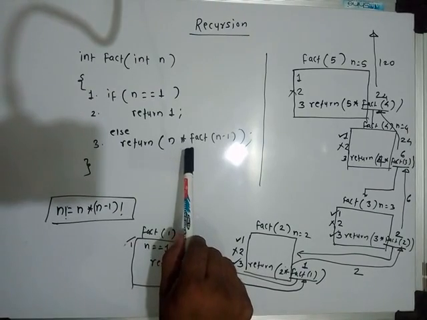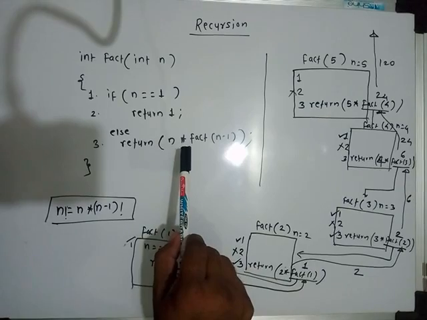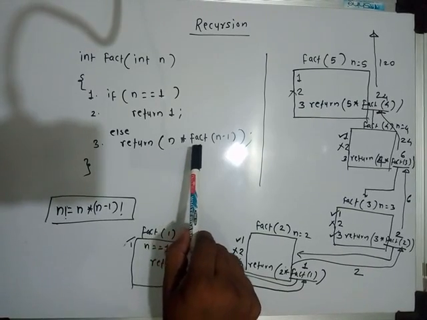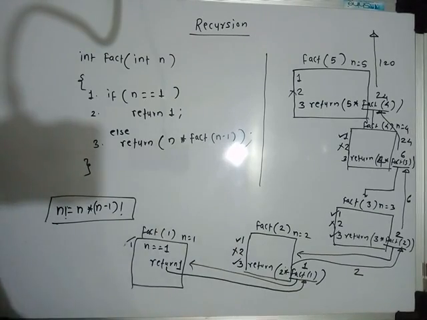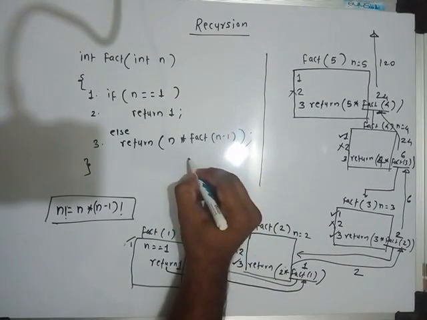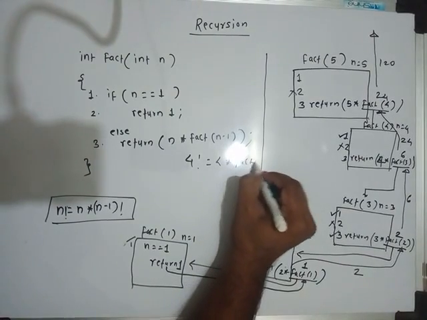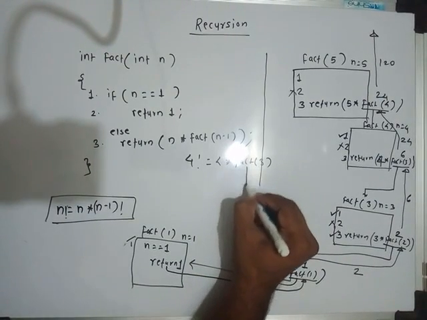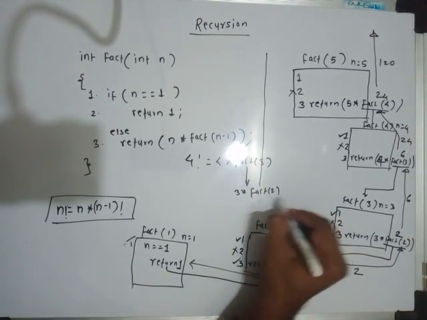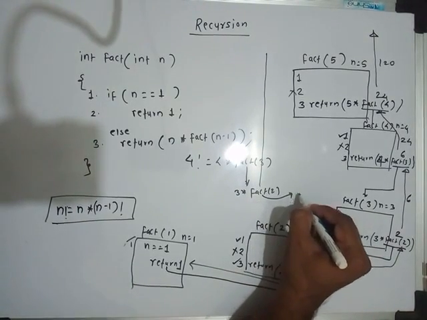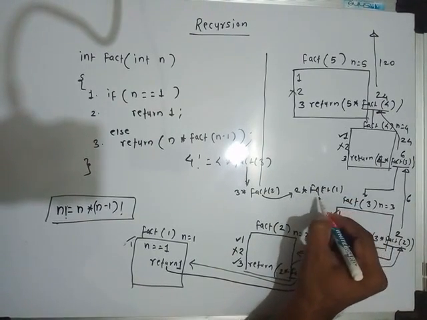I don't know factorial of n minus 1, so I will use the same function to calculate the factorial of n minus 1, right? That's why I have called fact of n minus 1 here. In fact, the working is like this: 4 factorial is equal to 4 into fact of 3. Fact of 3 is nothing but 3 into fact of 2. Fact of 2 is nothing but 2 into fact of 1, and this is 1.